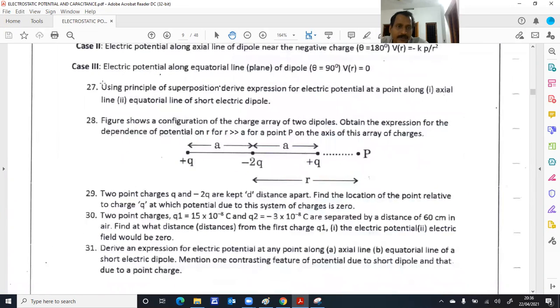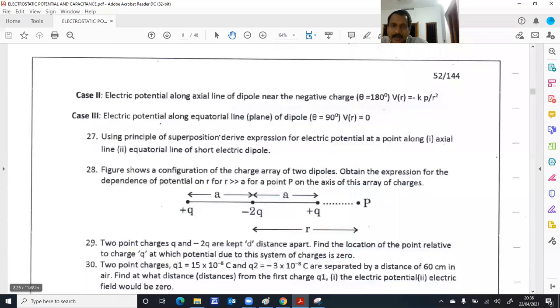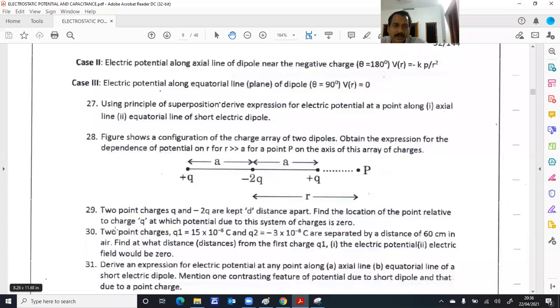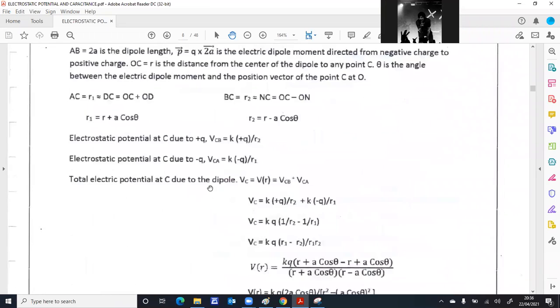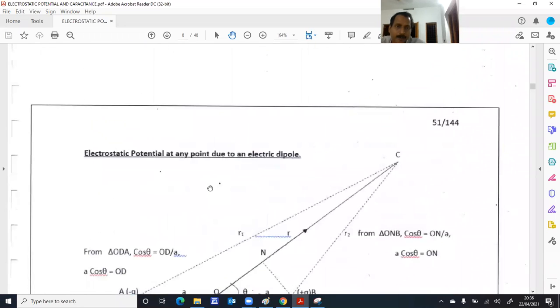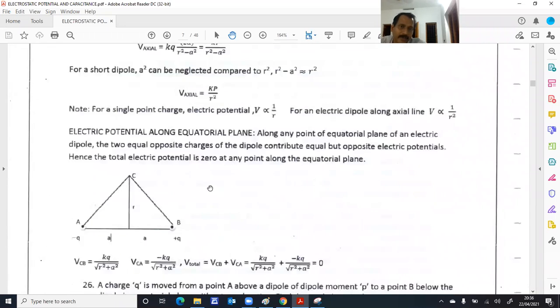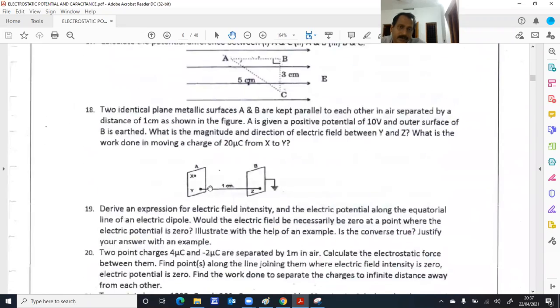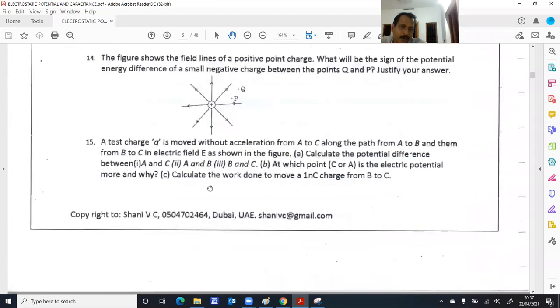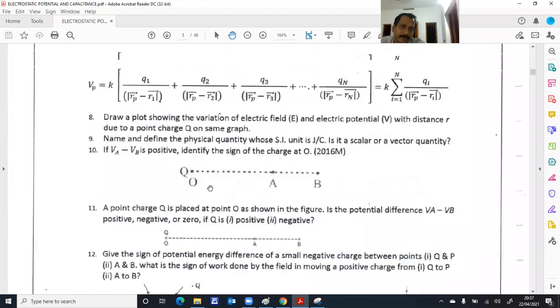I think this whole question set we have done, right? 27 to 31, right? I think we have done 28, we have done 27, 29, 30. Yes, sir. I just want to clear up which topics I missed or left in between, and there are a few questions based on those concepts.